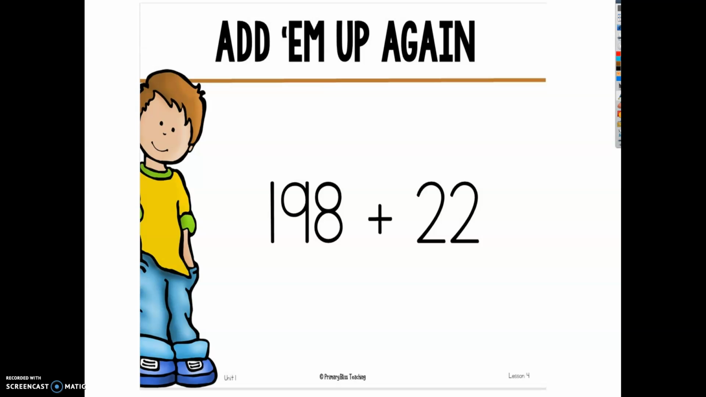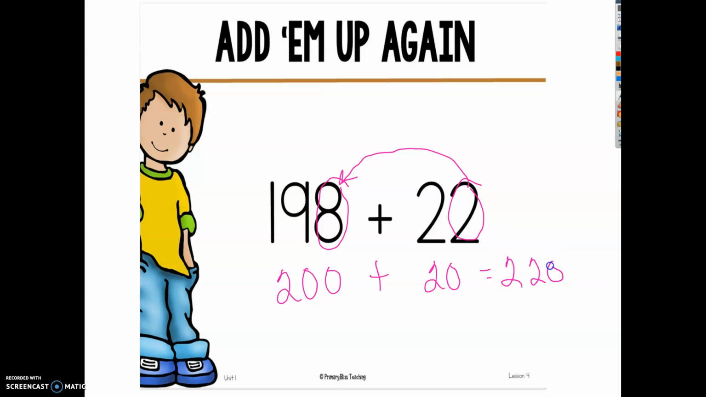Well, when I look at this, I see 22. I look at the 2 and I look at the 8 in 198. And I know that if I take 2 and add it to 8, I get 10. So that's going to make 198 into 200. And if I took that 2 away from 22, now I have 20. 200 plus 20 is 220.